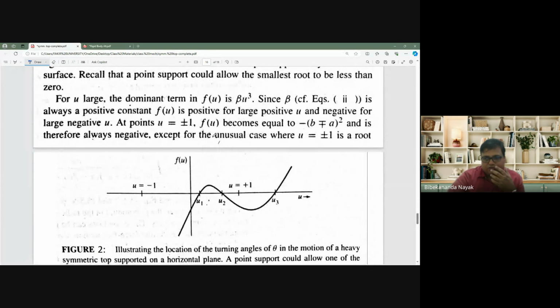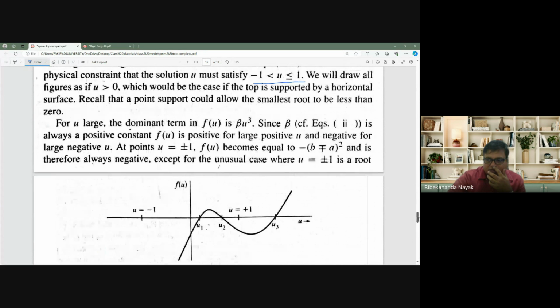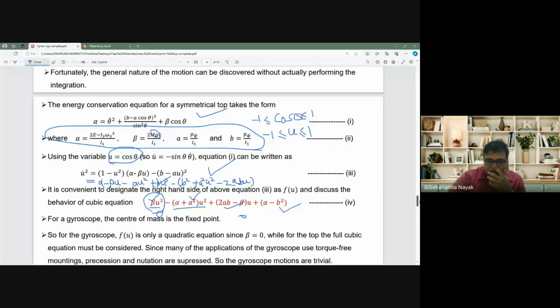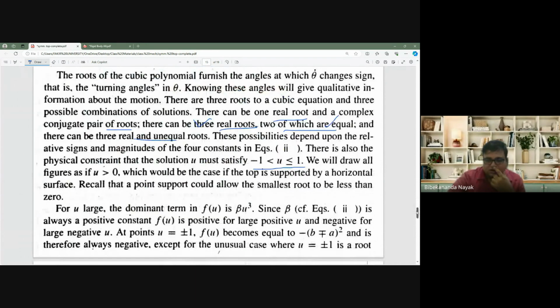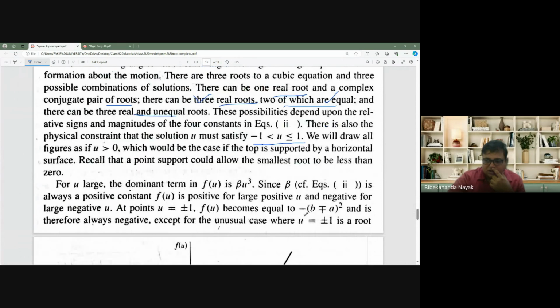At u equal to ±1, f(u) becomes minus (b minus a) whole square. If u is equal to +1, the beta terms cancel out, the alpha terms cancel out, and we get a square plus 2ab minus b square. Taking the minus common, it is a square plus b square minus 2ab. So f(u) is basically minus (b minus a) whole square.